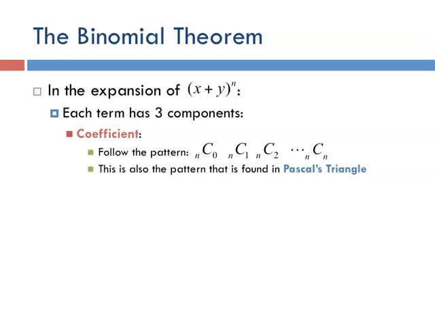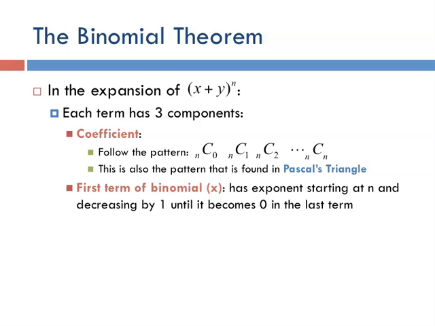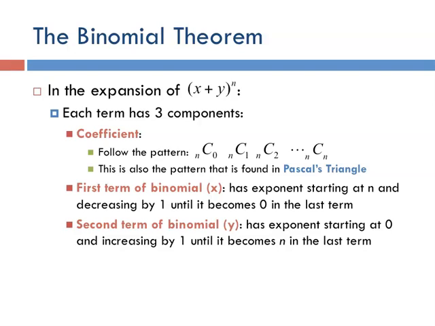The second component is the first term of the binomial, x, which is going to have an exponent starting at n, and it will continue to decrease by 1 until it becomes 0 in the last term. The third component is the second term of the binomial, the y term, which is just the opposite. It starts at 0, so y to the 0, and increases by 1 until you get to y to the n in the last term. Now, I know I'm using x and y, but it's not always going to be x and y. It could be an actual number, say, x plus 3 to the 4th power. Your y would be 3.